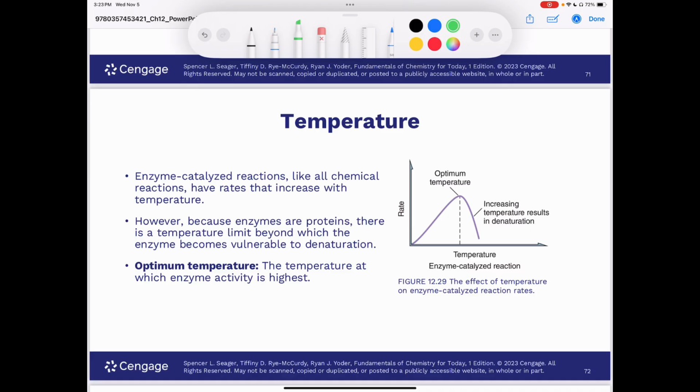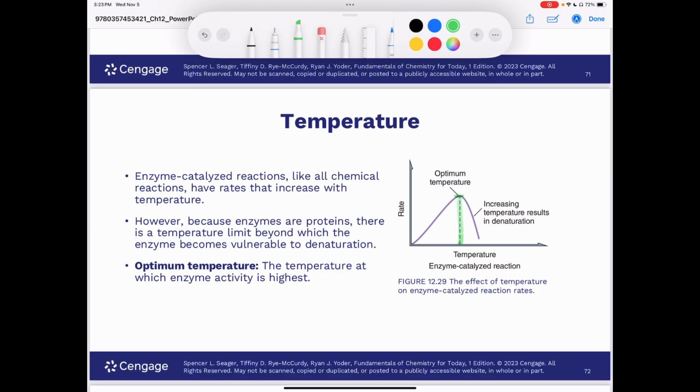Sure, you can increase the temperature, yes, and the reaction will increase. But once it gets to a certain point, you're going to break those hydrophobic interactions, the salt bridges, that hold the secondary and tertiary and quaternary structure together in your enzyme. And so then the enzyme's going to become useless. And so every enzyme catalyzed reaction is going to have an optimum temperature, which is indicated by the dashed line that you see here, right?